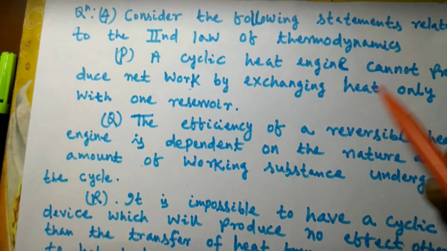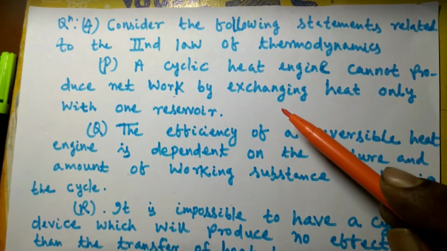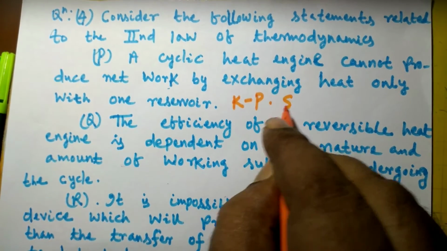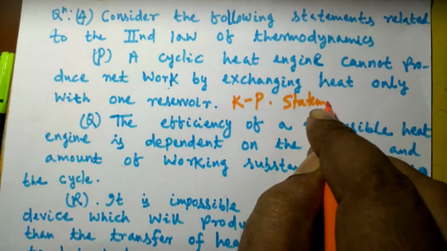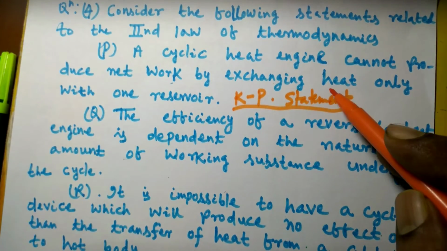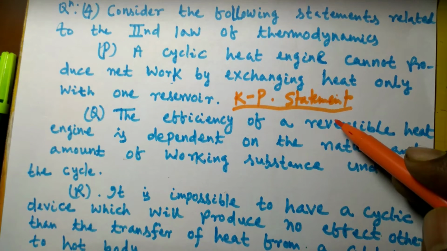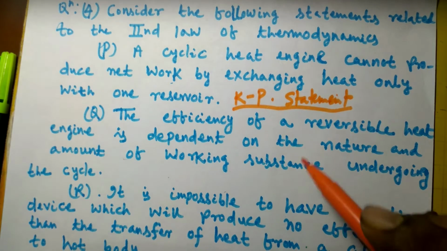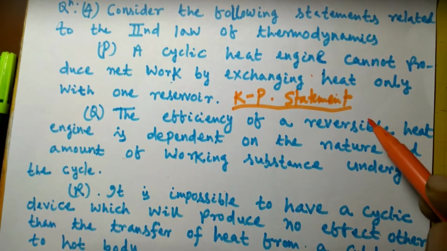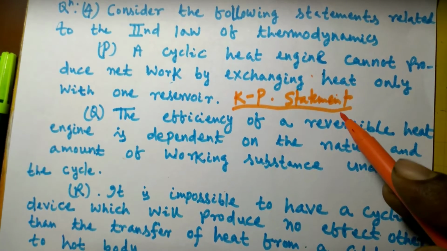A cyclic heat engine cannot produce net work by exchanging heat only with one reservoir. That is what the Kelvin-Planck statement of the second law states. This is nothing but the Kelvin-Planck statement, so this is consistent with the second law of thermodynamics. Kelvin-Planck statement is one of the second law statements. So this is not inconsistent, but we are required to find the inconsistent statements.